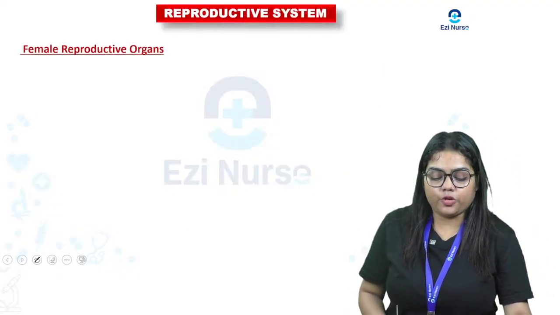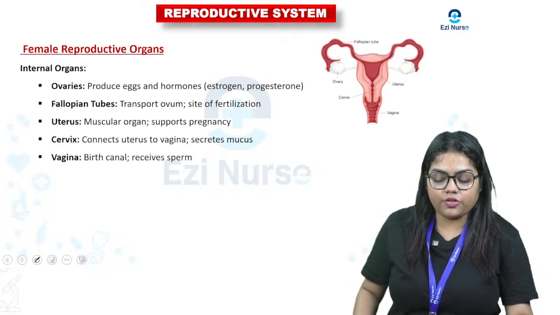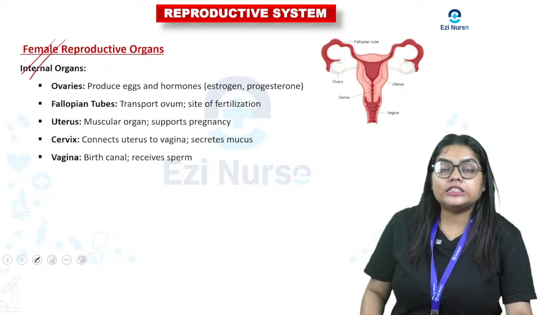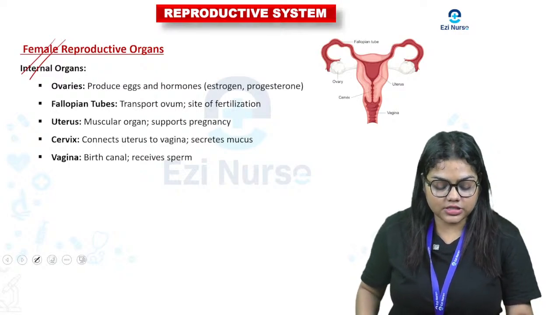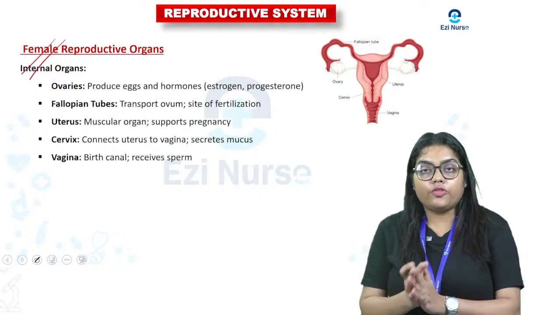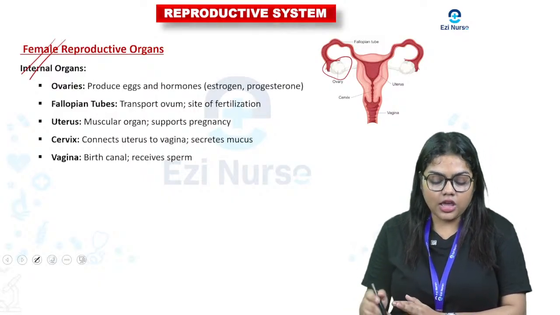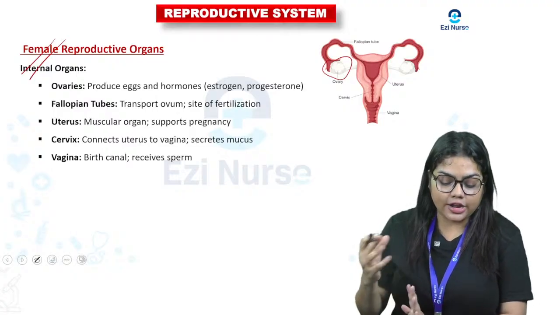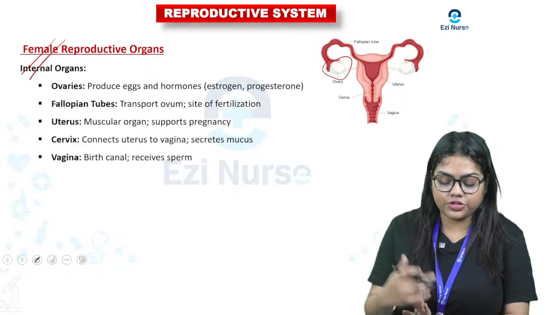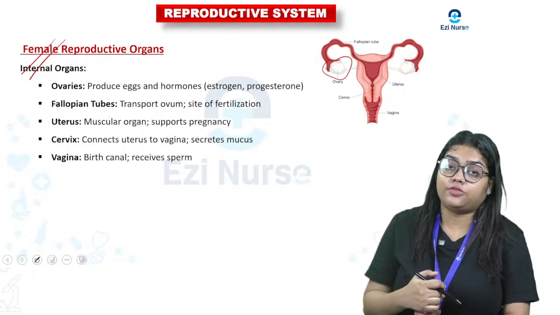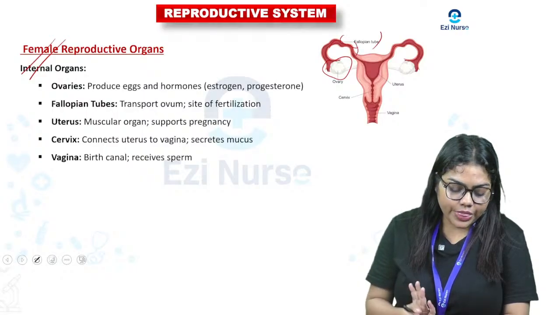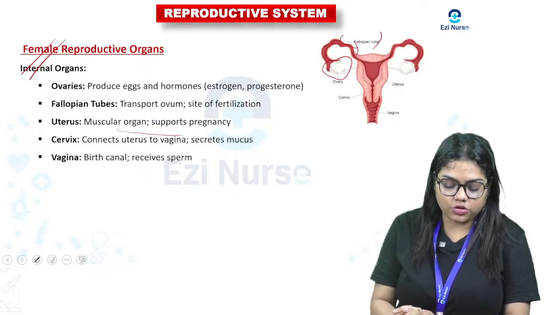Okay, next comes the reproductive system. The female reproductive organs: this question has come 2 to 3 times. The internal organs of the female reproductive system include ovaries, fallopian tubes, uterus, cervix and vagina. Ovaries produce eggs and hormones like estrogen and progesterone. Fallopian tubes transport the ovum and are the site of fertilization.